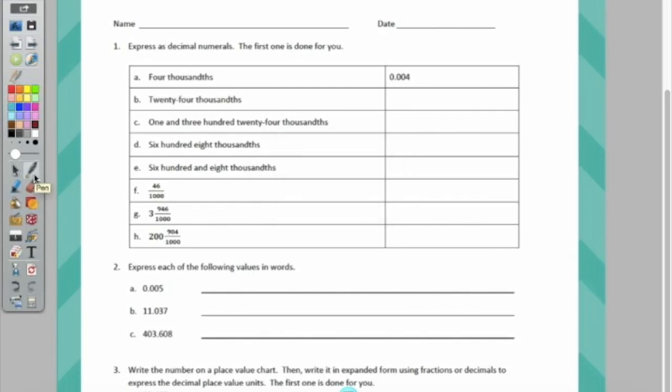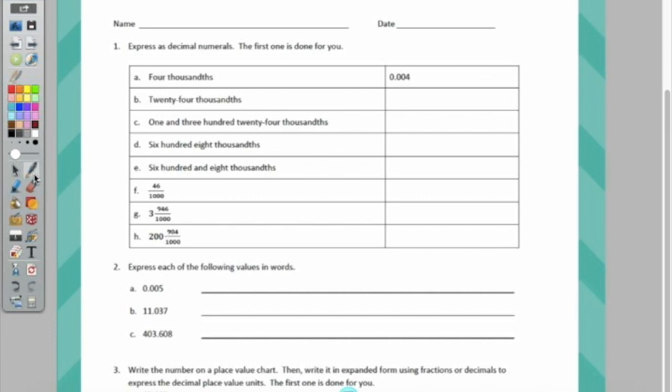Let's read the directions for number 1. Express as decimal numerals. Now, here's what they want you to do. They want you to raise your hand and say, Mrs. Lewis, I don't know what a numeral is. I know that's what they want you to do, but what you're going to say is, oh, that looks kind of like number. So I'm going to assume that means number, okay?